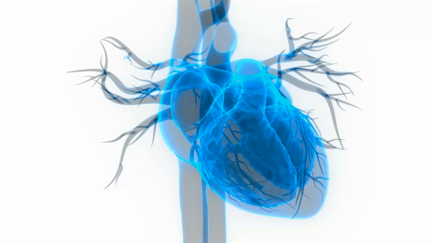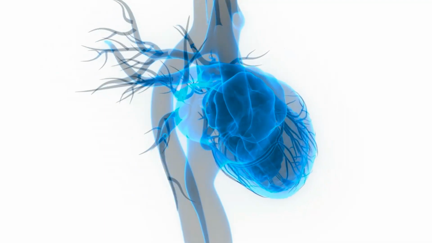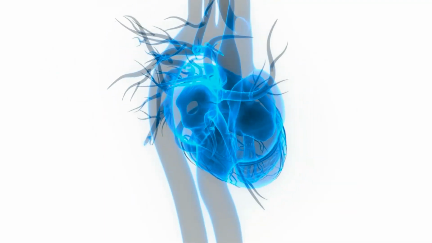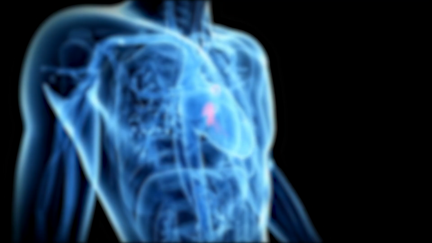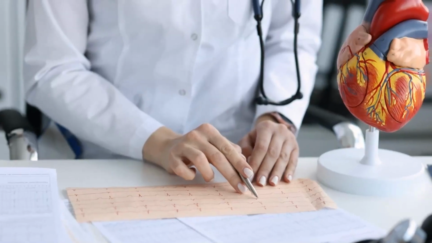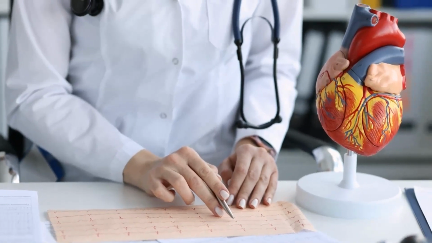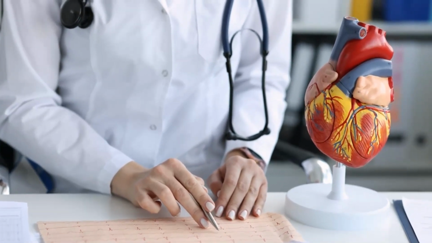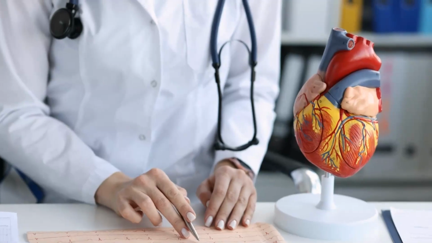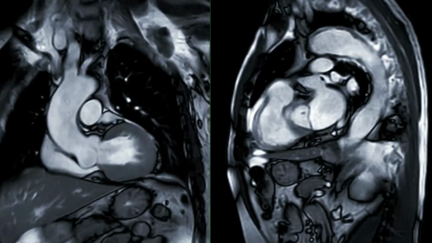According to the American Heart Association (AHA), patients with high blood pressure and diabetes have a twofold increased risk of developing cardiovascular disease. Risk factors outside of your control. Other risk factors for heart disease include family history, ethnicity, sex, age. Even while you can't manage these risk factors, you might be able to keep an eye on how they're affecting you.